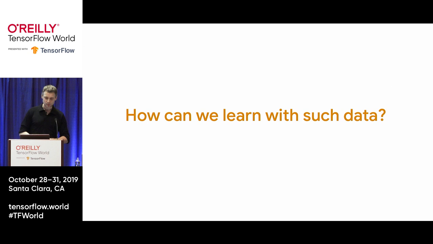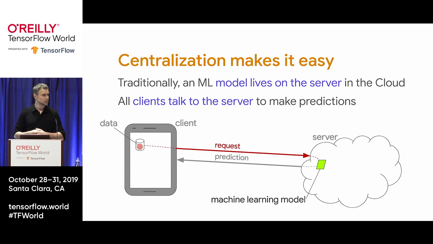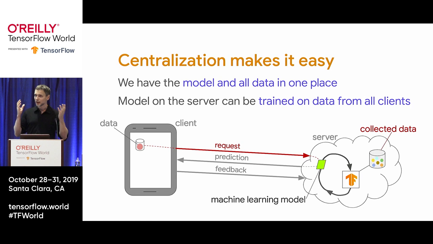Traditionally, there's a server in the cloud that is hosting the machine learning model in TensorFlow, and clients all talk to it to make predictions on their behalf. And as they do, the client data accumulates at the server right next to the model. So model and data, it's all in one place, very easy. We can use traditional techniques that we all know. And what's also great about this scenario is that the same model is exposed to data from all clients, potentially millions of clients, and so it's very efficient.